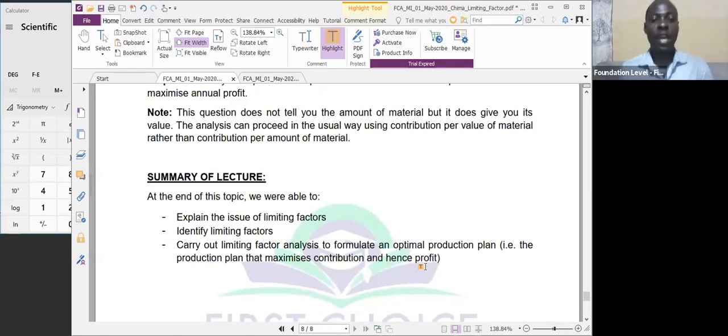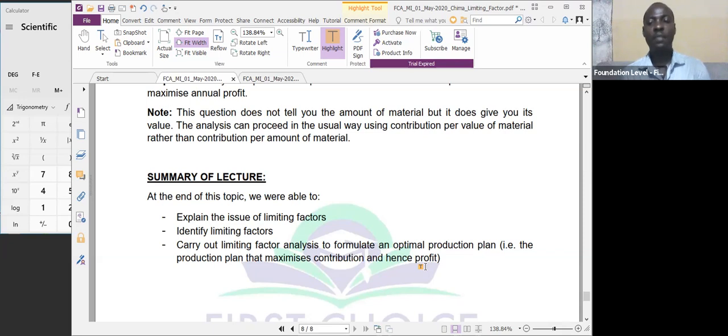At the end of this topic, we were able to explain the issues of limiting factor. And we said that limiting factor will limit what we can produce. There are factors of production that are in scarce resource. In our exams, you'll be seeing material, machine hours, labor hours. These are the 3 classic things they can use in your exams. Material, either in volume or in amount, labor hours, machine hours.